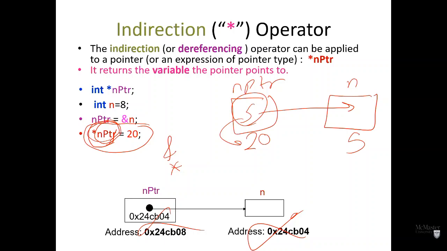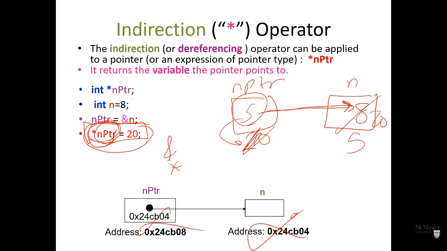When we come to pointers, asterisk does completely the opposite thing. Asterisk is used with a pointer, but not to access the pointer value, which is the address, but to access the value of that pointer, which is here n. So when I say n pointer is 20, I'm not changing the address. I'm actually changing the value that this pointer is pointing to. If n was originally 8, I'm changing this to be 20.